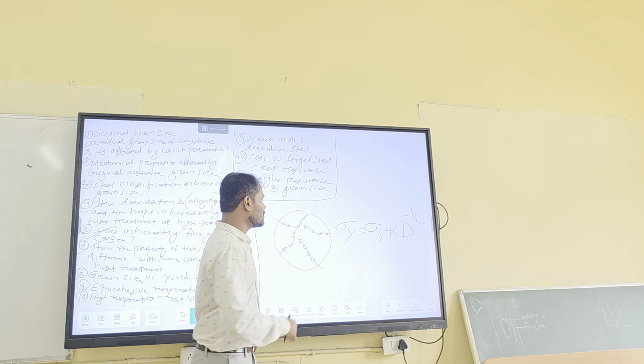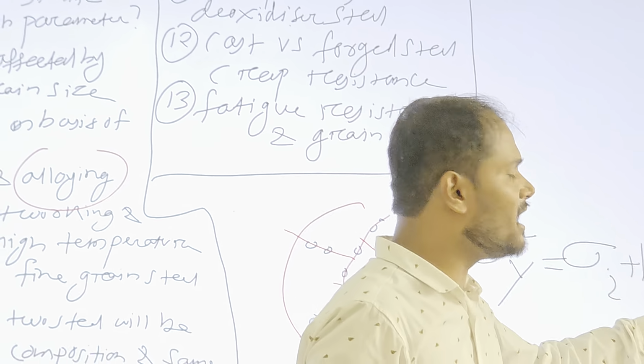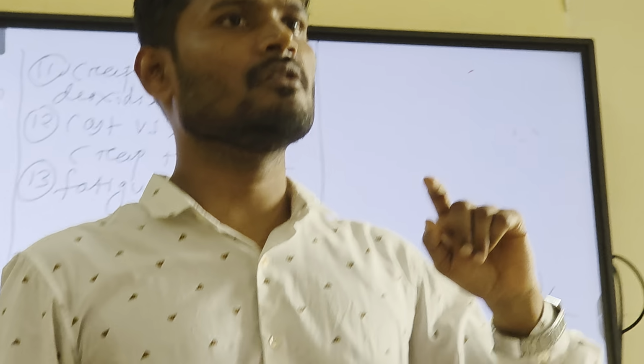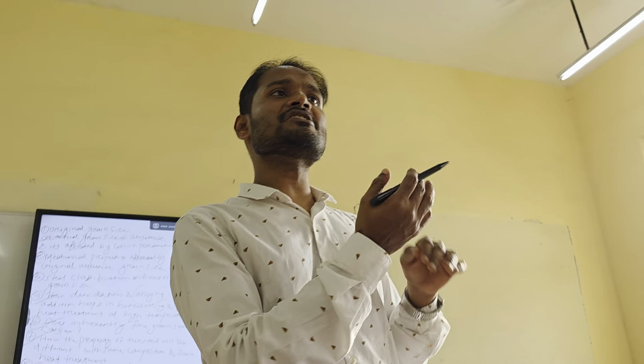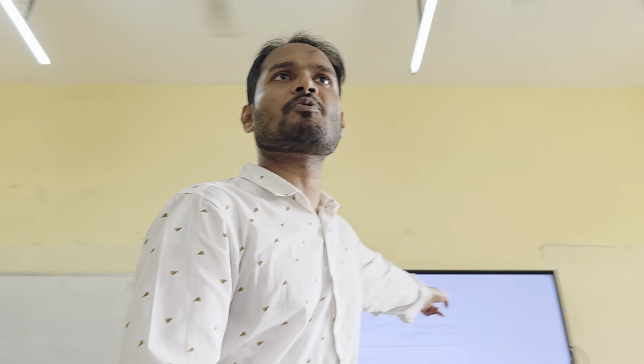Yeah, good. So this is the yield strength. Sigma y is the yield strength that is affected by d to the power minus half, that is 1 by root d. So 1 by root d means sigma y and d are inversely proportional.